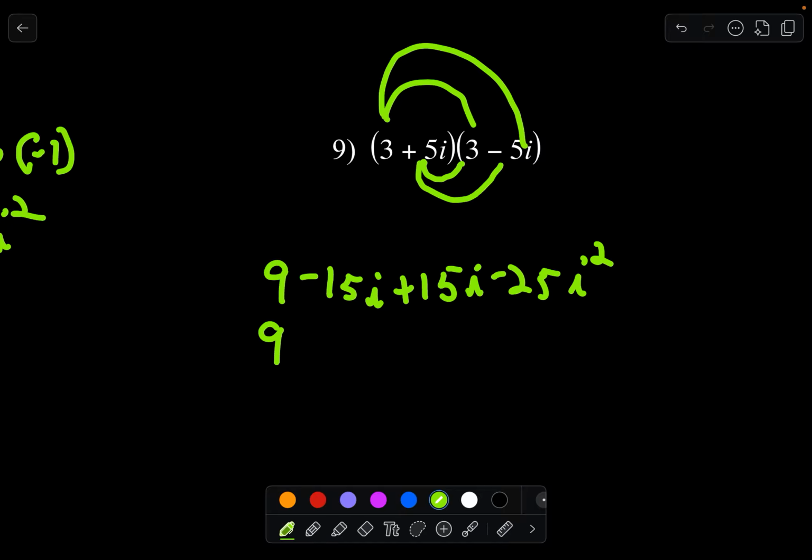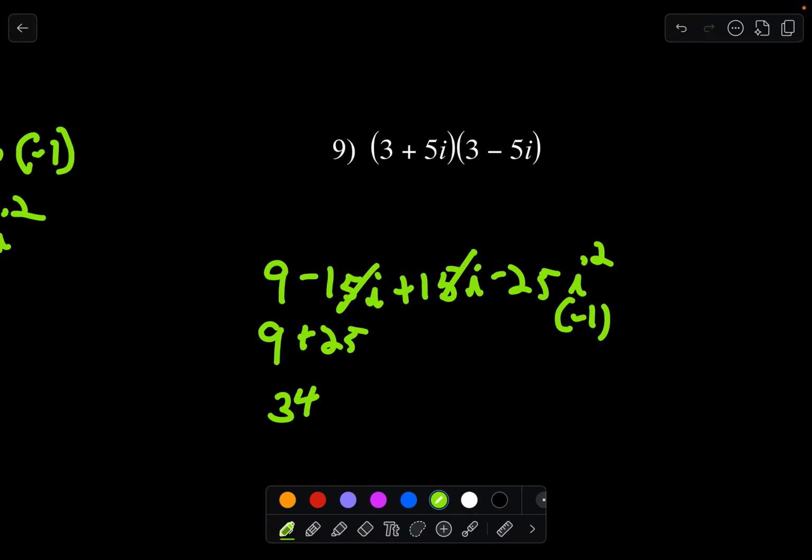So we have 9, the negative 15i and the positive 15i sum to 0, and I squared happens to be negative 1. So negative 25 times negative 1 is a positive 25. So it's 9 plus 25, which is 34, which is a simple integer number. Okay. Notice there's no complex part to that product. That is because the imaginary part cancels out.